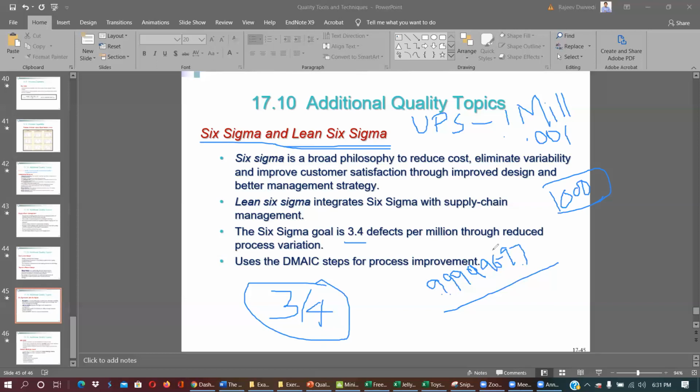So only this much, this is the goal of Six Sigma. If you see any organization following Six Sigma, that means they are following this number out of a million: up to 4 defects, up to 3 defects. This is the maximum cap they can tolerate. If they are having more than 3 or 4, that is not a Six Sigma organization. In supply chain, I gave you UPS and FedEx; these are organizations following this.